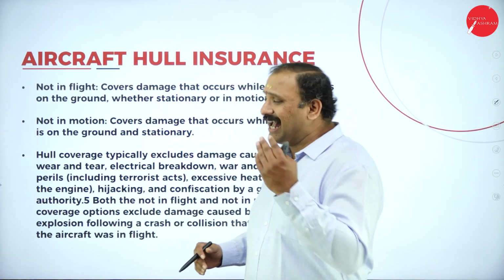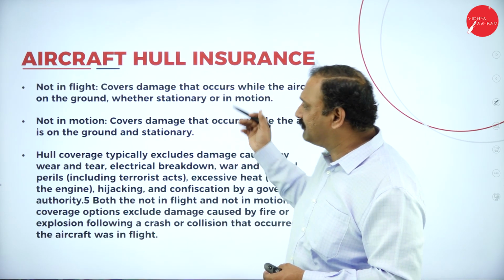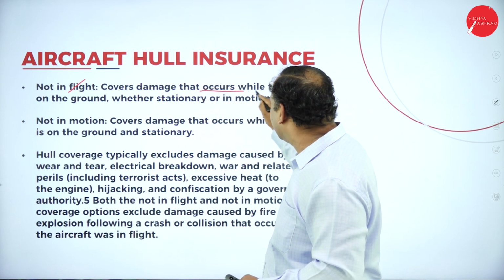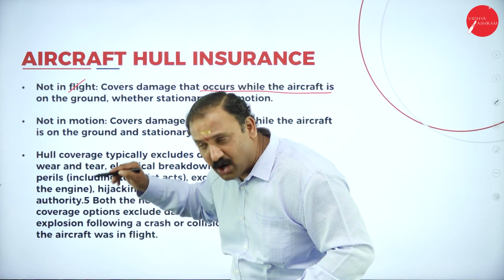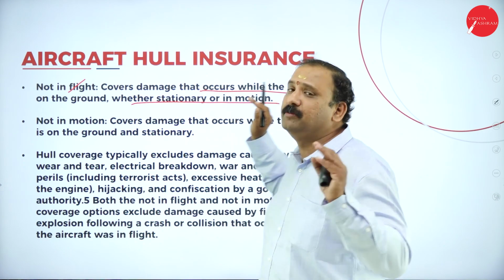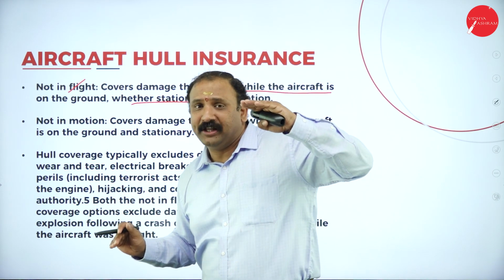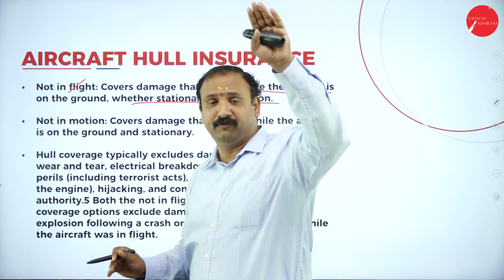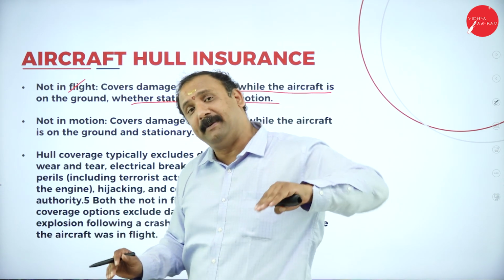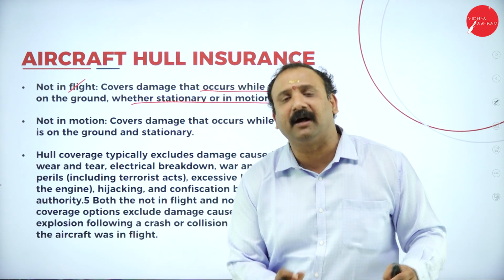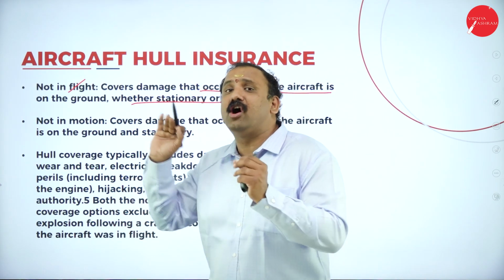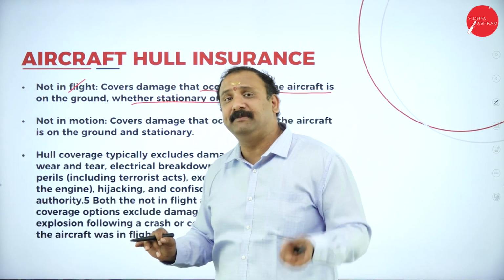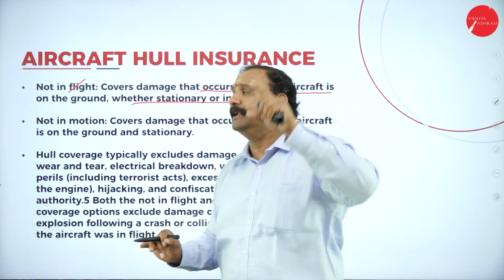Moving further, aircraft hull insurance will also have the next one called not in flight. Not in flight covers the damage that occurs while the aircraft is on the ground, whether stationary or in motion. For example, when the aircraft is on the ground, it has not yet taken off, it has not moved forward, but it is on the ground. It might be stationary, or it has just started to pick up motion. That is what we call not in flight. It is not in the air. It is still on the ground. At that point of time, the aircraft hull insurance is also included.